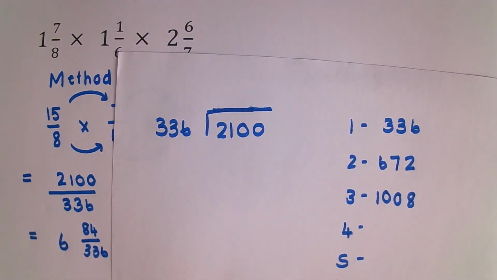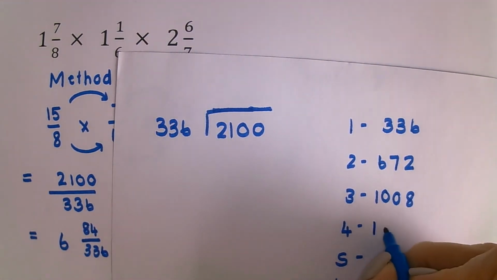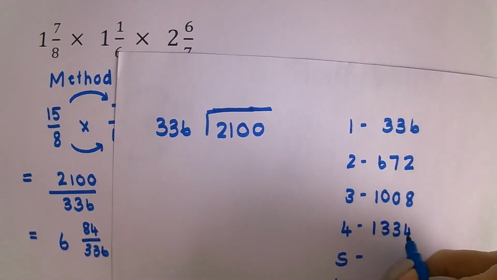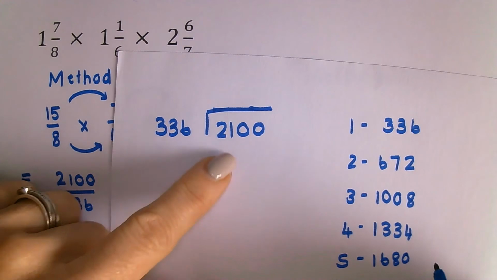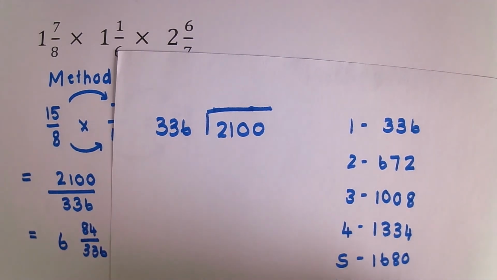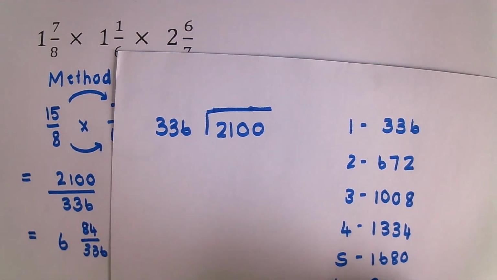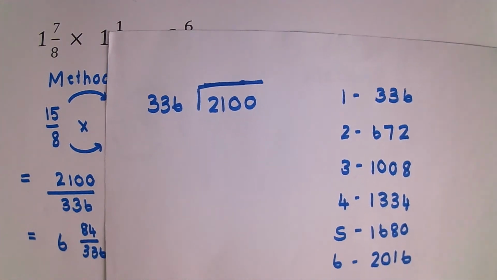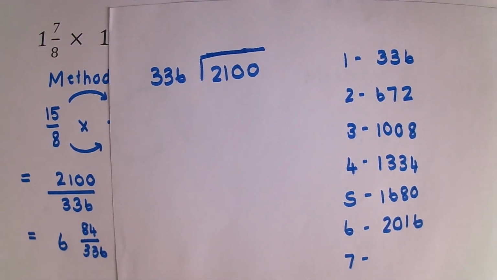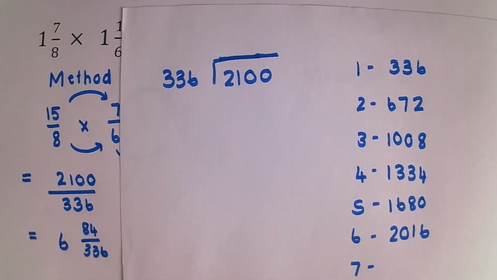And then you're going to have 1344. 5 times is 1680. Let's see if we can get closer to 2100. And 6 times is 2016 if you add them up. So for me at the moment, I'm looking at quite a long sum. It does take a bit of extra effort, and if division is not your strong point, then this is going to make life a little bit harder for you. But let's just carry on so you can see what I'm doing.